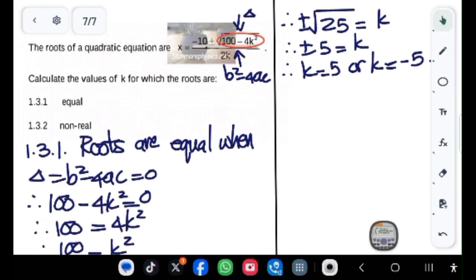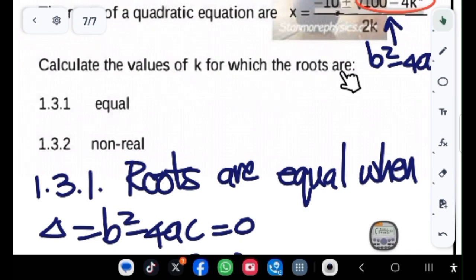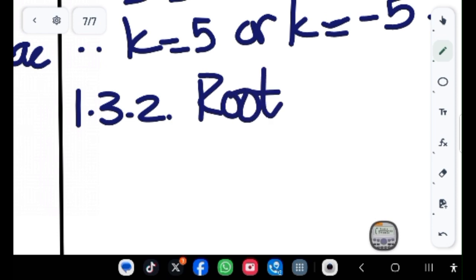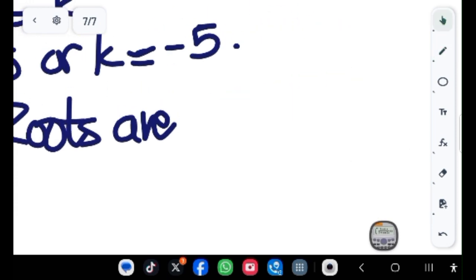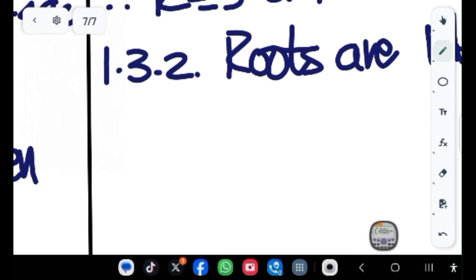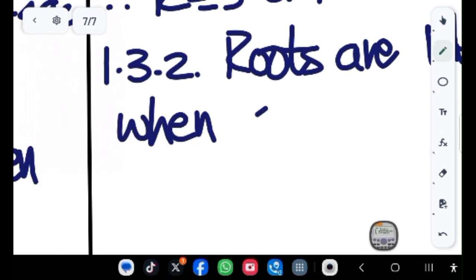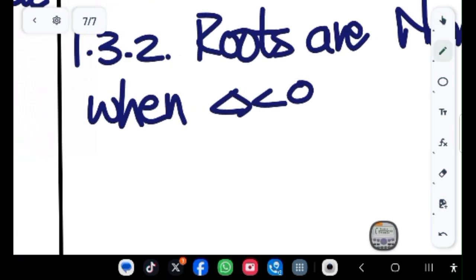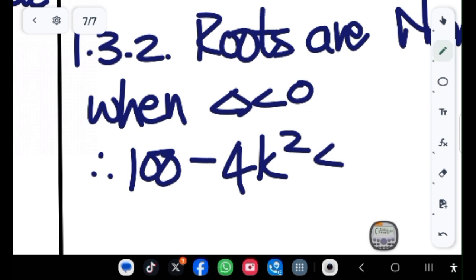Next, calculate the values of k for which the roots are non-real. Roots are non-real when your delta is negative, less than 0. When delta is less than 0. So therefore, delta, which is 100 minus 4k squared, is less than 0.